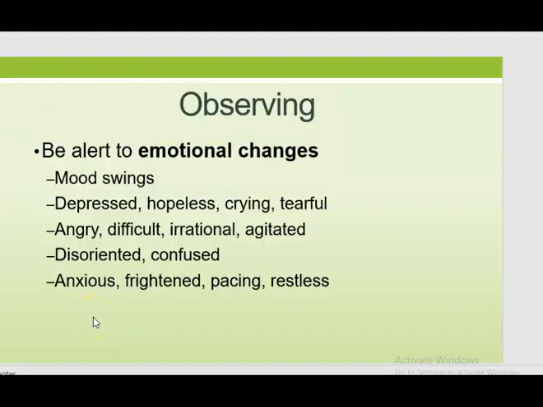Okay, one of the first things you have to observe is their emotional changes. So, like mood swings, depressed, hopeless, angry, irrational, agitated, disoriented or confused, anxious, frightening, pacing. That means walking around, they're restless. But honestly, being disoriented, being tired, is often a sign of an infection, urinary tract infection, or any infection. So these emotional changes could be physically based.